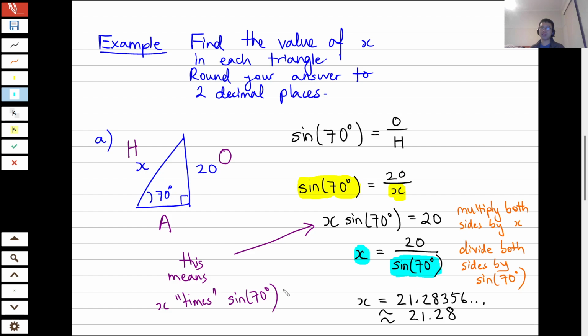So I'll leave that colored in the notes so that you can see that. And I'll write a note up here in a different color. So I'll say, notice that x and sine 70 get swapped.